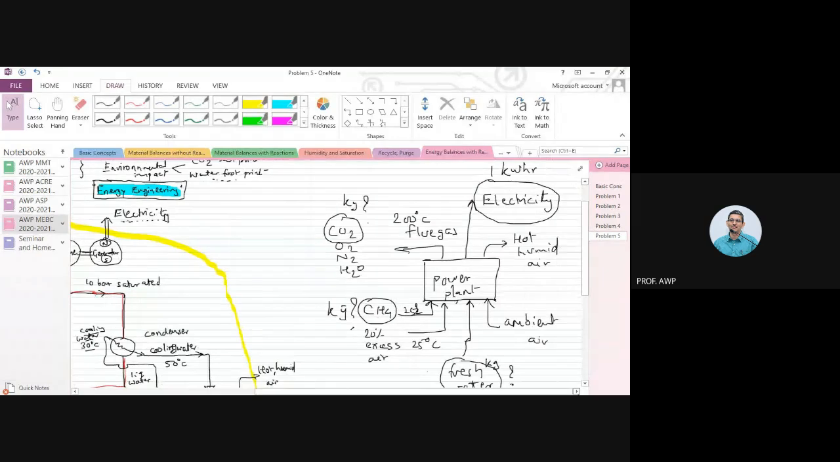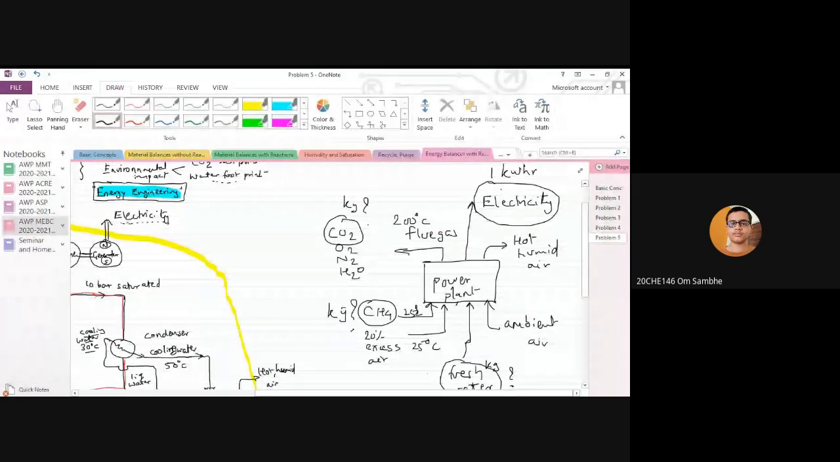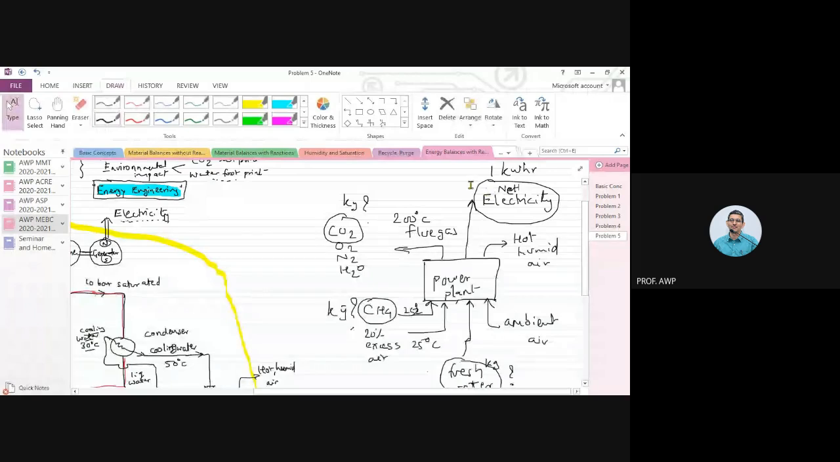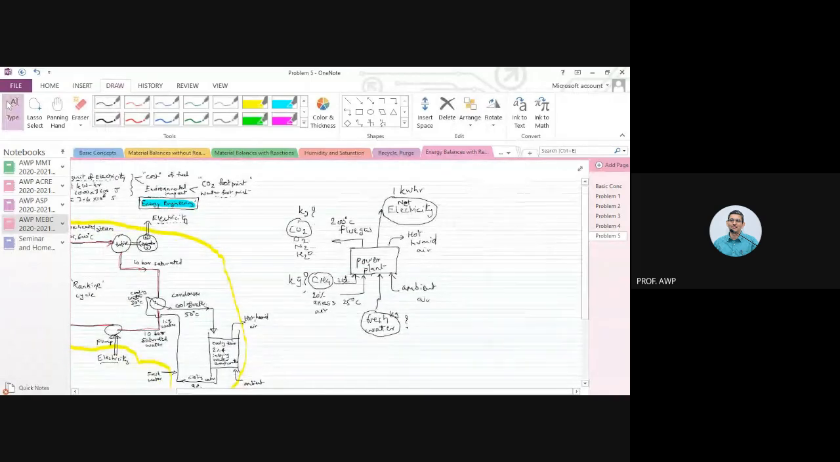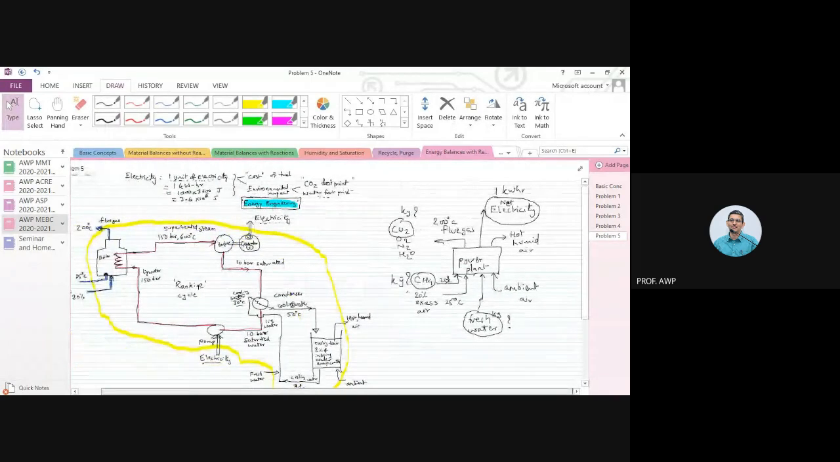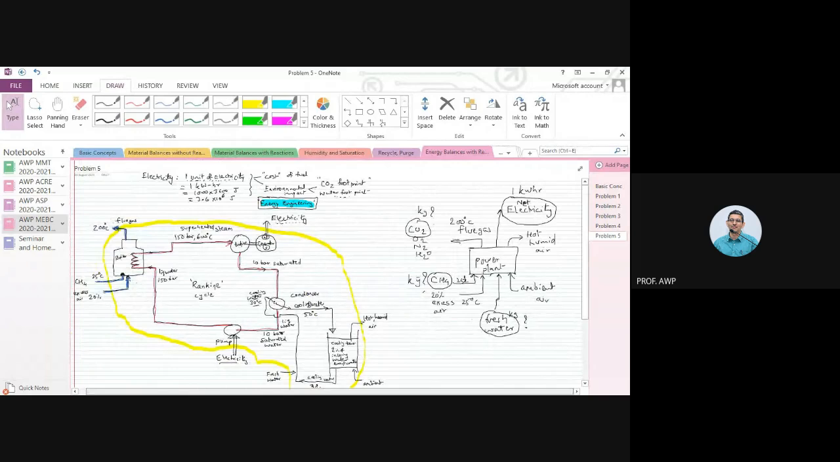Okay, Om, you understood now? The electricity required for operating that pump is going to come from the electricity that is generated in the generator. So we will just say net electricity is produced.